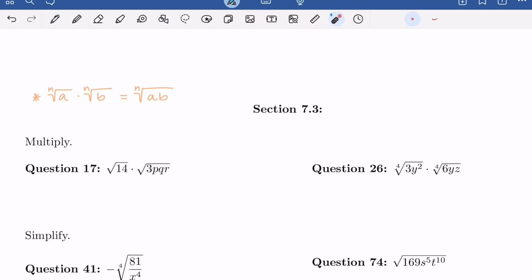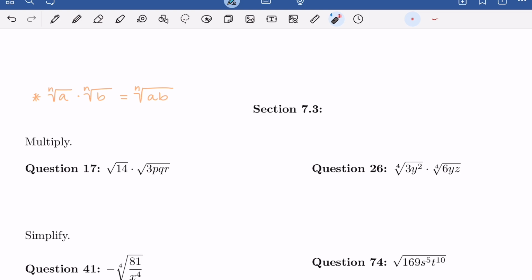All right, so this brings us to section 7.3 here. So in this section, we're going to work on simplifying radicals. We're also going to look at the distance formula and graphing circles. So first, let's start with multiplying the radical expressions here. And to do that, we're going to use what's called the product rule for radicals.